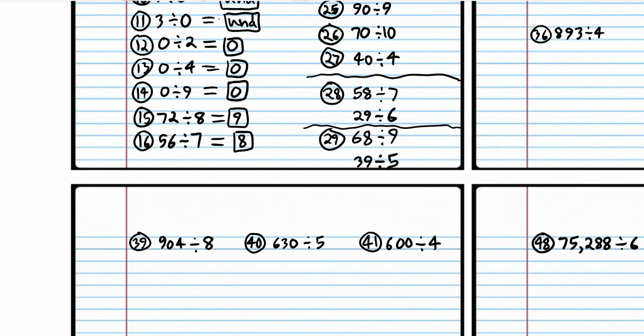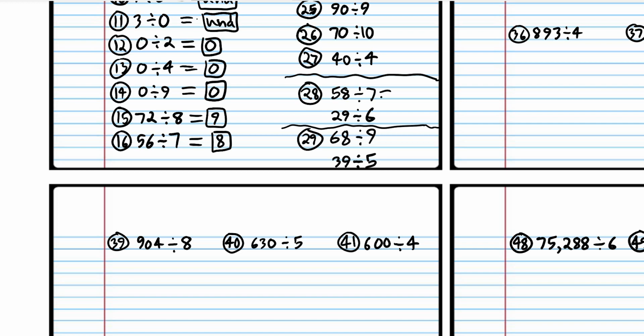And we're going to jump down to 28 real quick, just so I can demonstrate a point here. How many times does 7 go into 58? Well, we just figured out 7 times 8 is 56, right? So I know 7 times 8 is 56, and 7 times 9 is 63. But 56 is right below 58, and 63 is above 58. So in this problem, we're going to have something called a remainder. 7 goes in 8 times, and if you add up 7 8 times, it equals 56, and you have a remainder of 2.